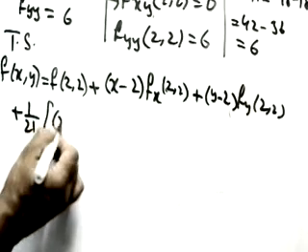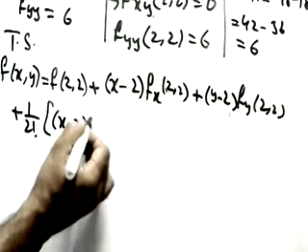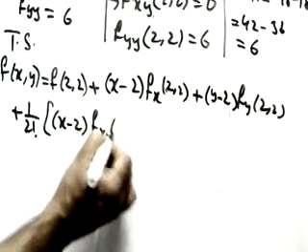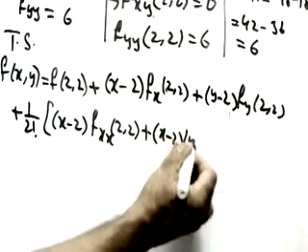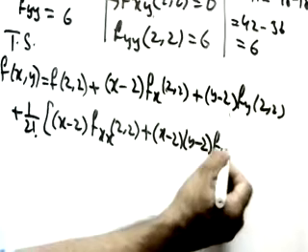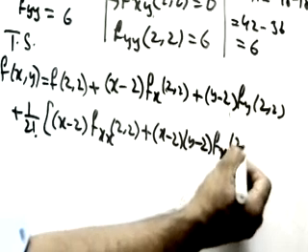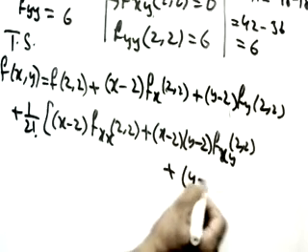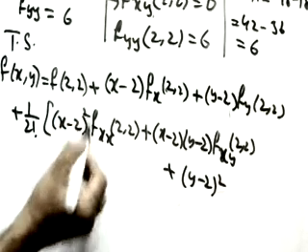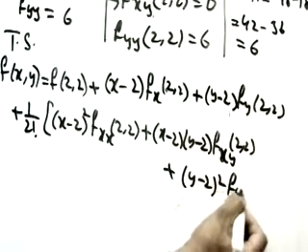Now what about the second degree terms? 1 by 2 factorial, (x minus 2) whole square into fxx of (2, 2), plus (x minus 2)(y minus 2) fxy of (2, 2), plus the last term (y minus 2) whole square, sorry, here also square, no?